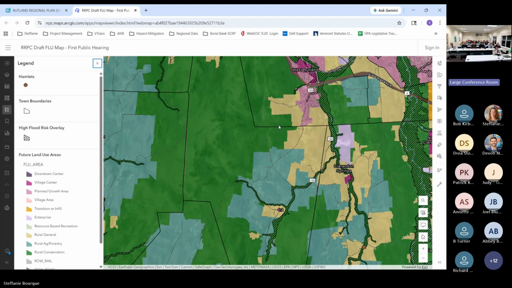But anyway, this is the online version of the map where you can really get a lot more specificity if you're interested in a certain area, as opposed to trying to look at a paper version of the map at that scale.